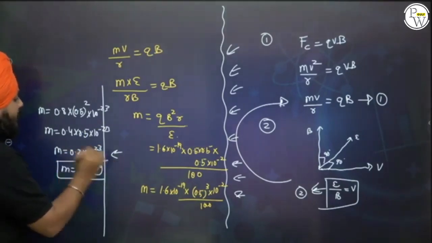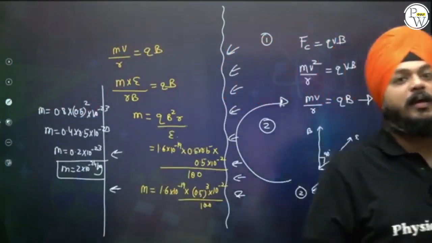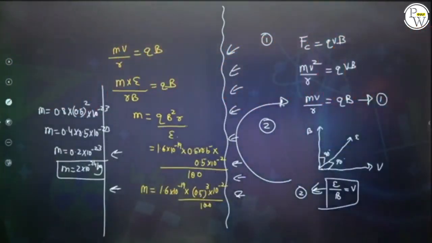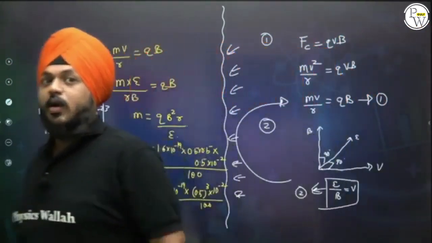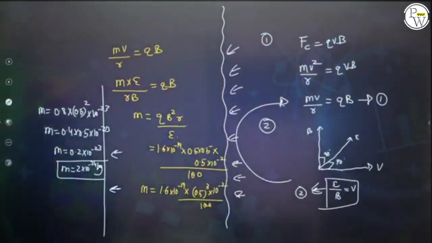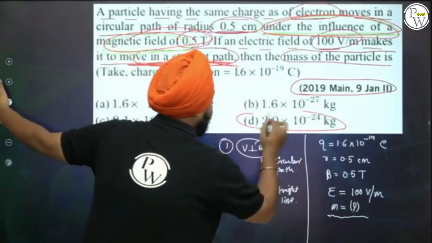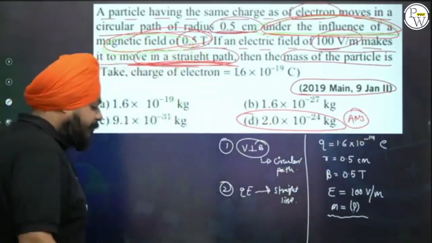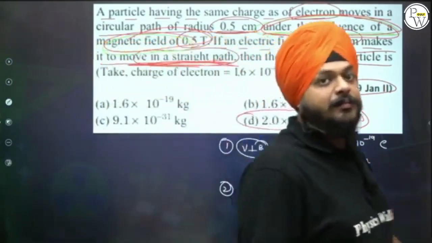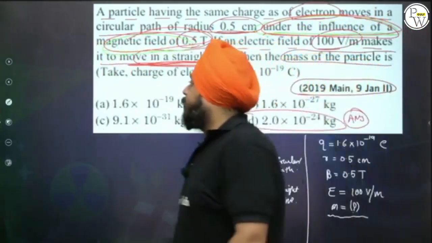This will be the mass of the charged particle. This is how things are going to get resolved. Yes or no? So here 2 into 10 to the power minus 24 kg. The fourth option is the perfect answer for this specific question. Let's move on to it.